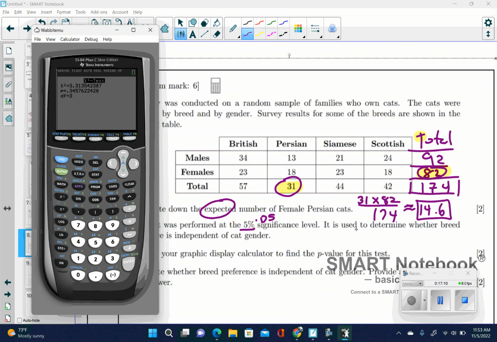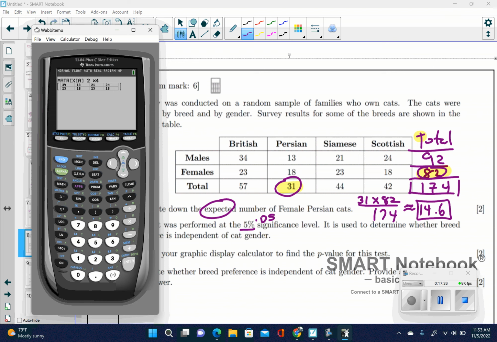So I took my matrix. Let me just show you what I plugged in. You're not plugging in the totals, okay? Don't plug in the totals. So it's going to be a 2 by 4 because there's males, females by 4: British, Persian, Siamese, Scottish, and that's what you put in. So again, like I said, don't just take my word for it. Actually plug this in yourself.